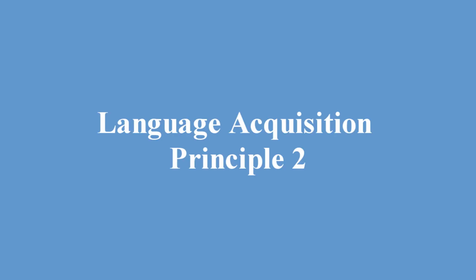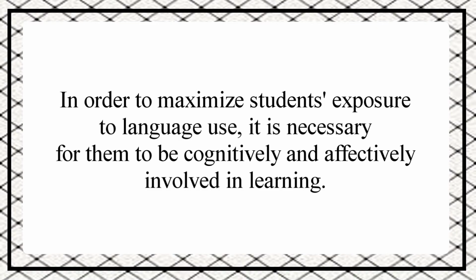Second point is principle of language acquisition 2. To maximize the students' exposure to the use of the language, it is necessary that they become cognitively and affectively involved in learning. The acquisition of learning must involve students thinking and feeling while experiencing language, positive and negative emotions. However, the important thing is to establish an experience with the use of language. Learning can be supported by the use of technology for young people to develop high-level skills.